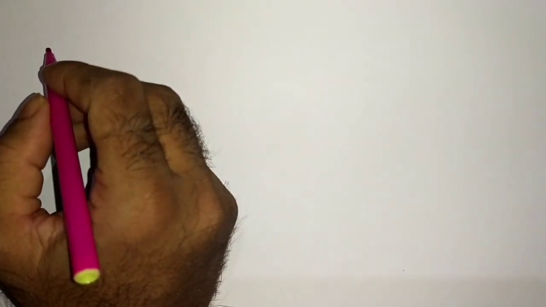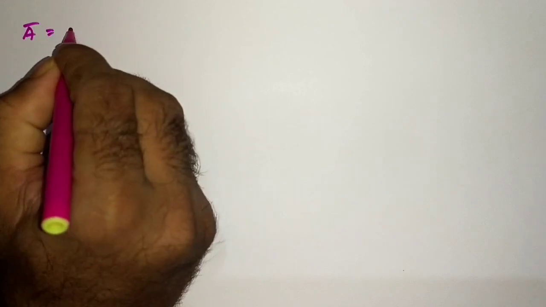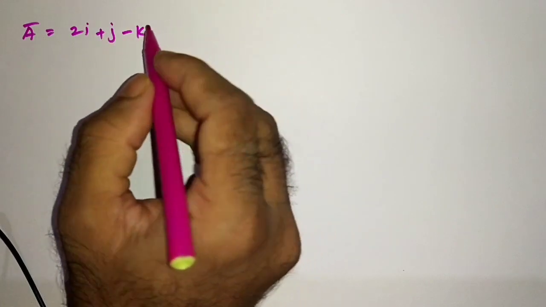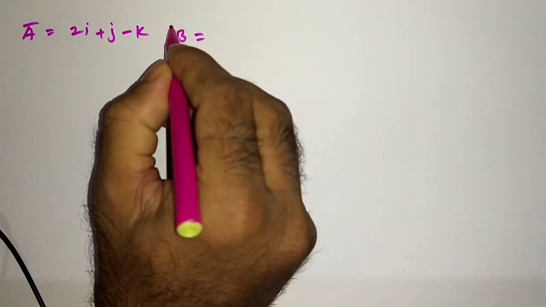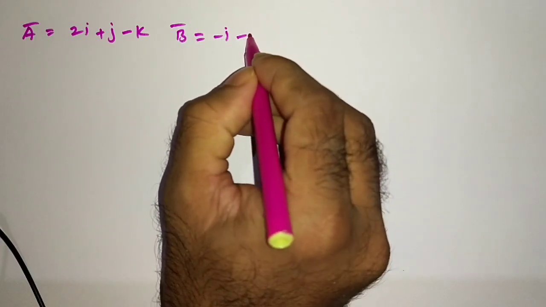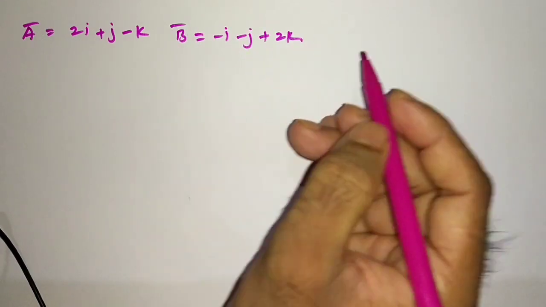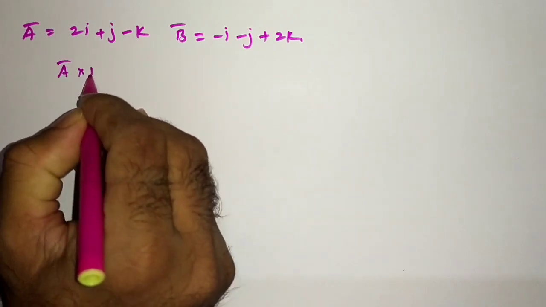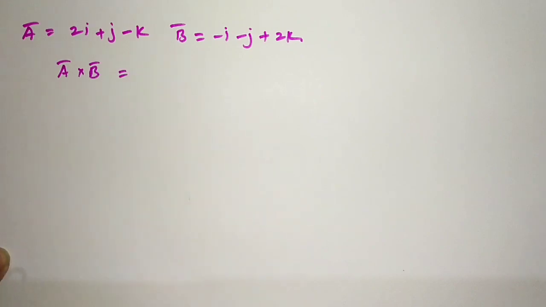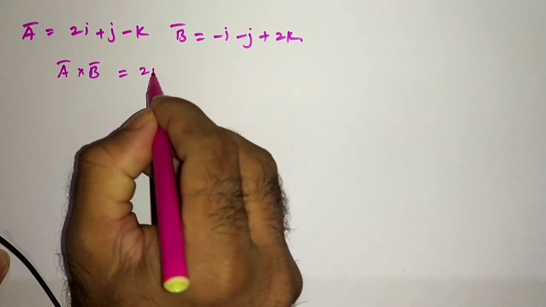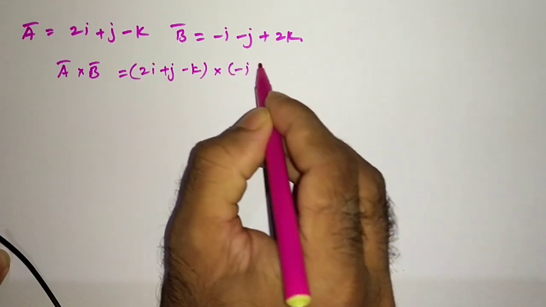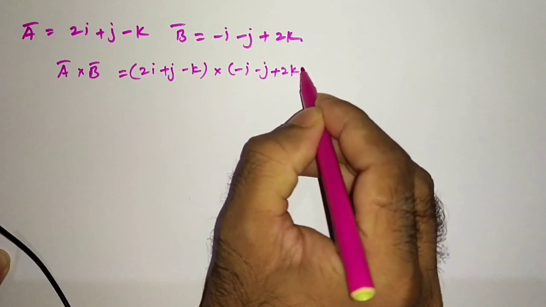Okay, next see how to calculate the cross product if vectors are given like a is equal to 2i plus j minus k and b is equal to minus i minus j plus 2k. Vectors are given in this way, right? We don't know the angle between them and we need to calculate a cross b. So generally what do you do? (2i plus j minus k) into (minus i minus j plus 2k).